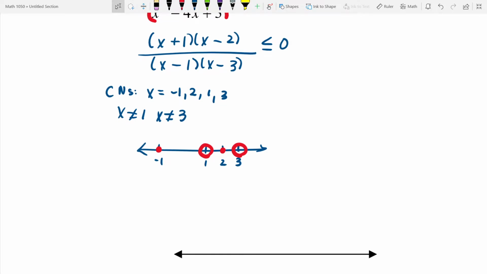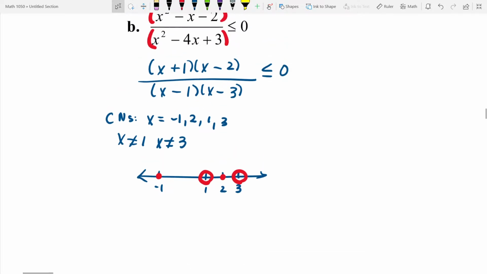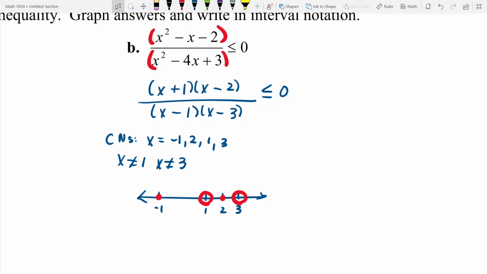-2, store, enter. Parenthesis, x squared, minus x, -2, close it. Divided by parenthesis, x squared, -4x, +3, close it, enter, and I get a 0.26. So that would be a plus. In between a -1 and a 1 is a 0. 0, store, enter, up, enter, and I get a -0.67.